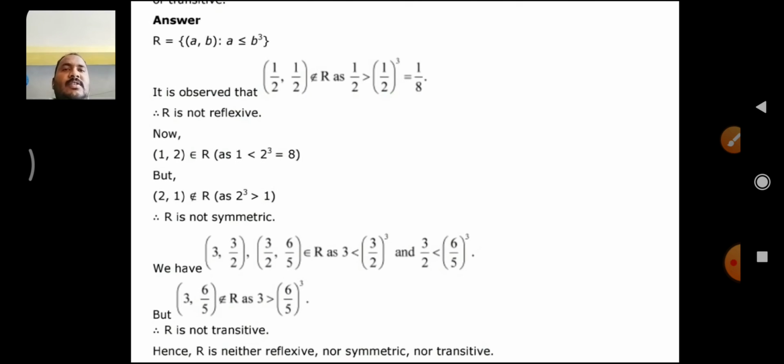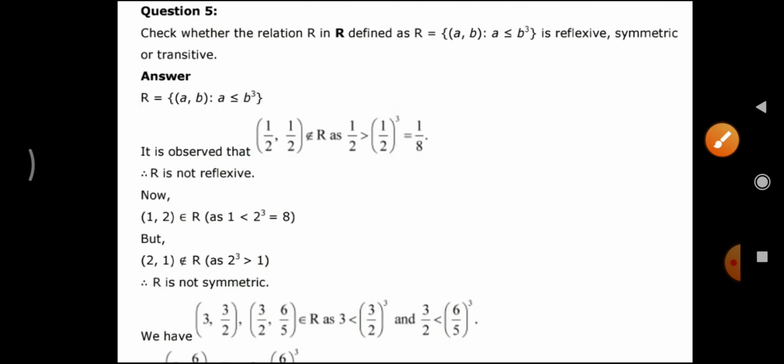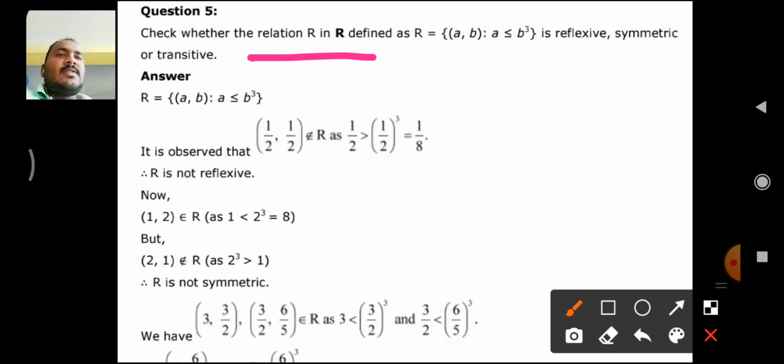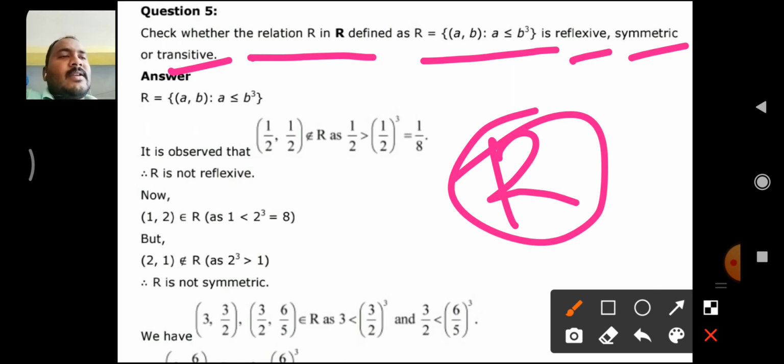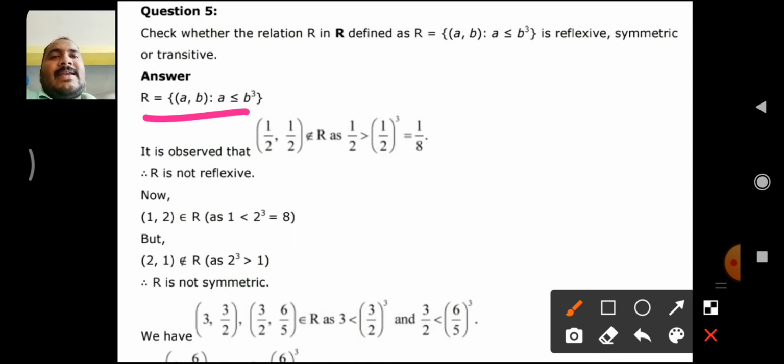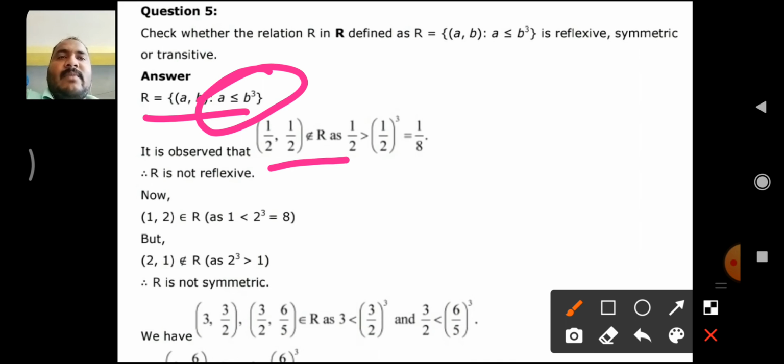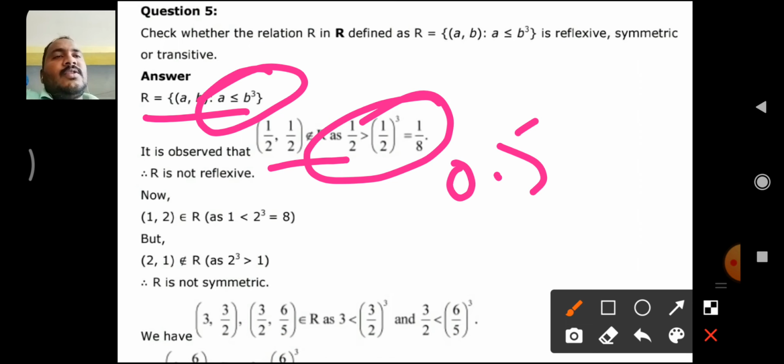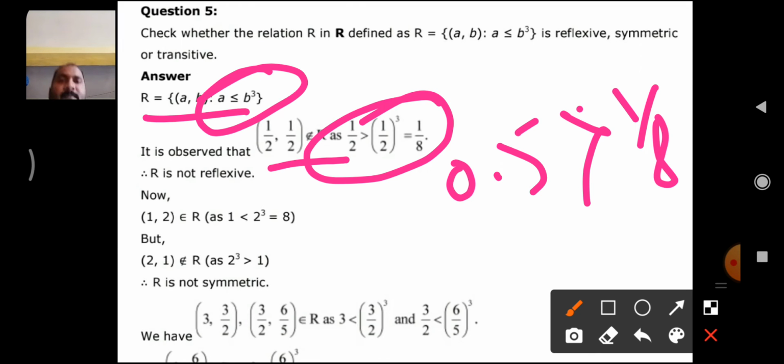Example number 5. Check whether the relation R in the set of real numbers, defined as R = {(a, b) such that a is less than or equal to b cube}, is reflexive, symmetric, transitive. Here (1/2, 1/2) does not belong to R as 1/2 is greater than (1/2) cube, which is 1/8. So 1/2 is equal to 0.5, which is not less than 1/8. Because of this, R is not reflexive.